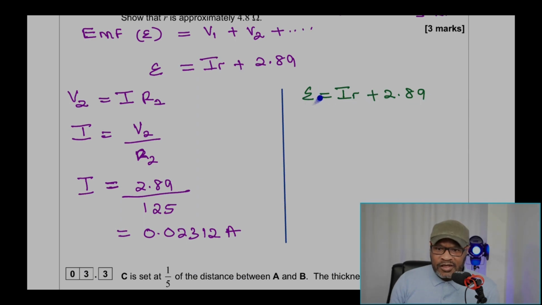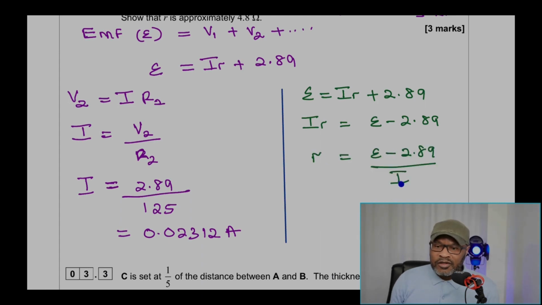And now that we know the current, we can write down Kirchhoff's second law, the conservation of energy, which says that the EMF is equal to IR plus 2.89. This is the V, the load voltage. We can find IR to be the difference between these two by just rearranging to make IR the subject. Now we want to make R the subject.